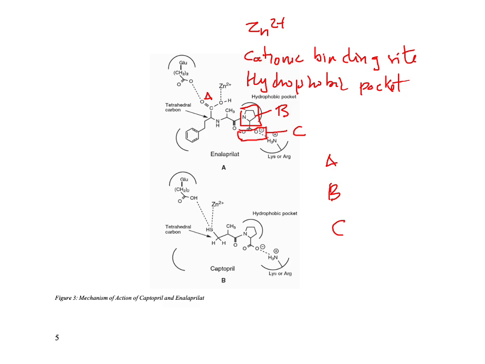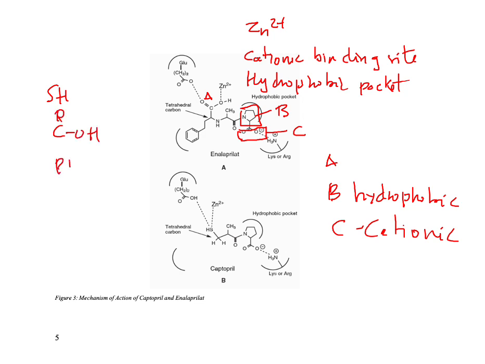So here, C will be the carboxylate. The carboxylate is going to be interacting with the cationic region. Okay. B will be the proline there. The proline will be interacting with the hydrophobic pocket. And A will either be sulfhydryl, carboxylate, or a phosphate derivative, and these interact with the zinc cation there. Okay, all right. And this slide is also a good slide that shows you a difference between one that's a sulfhydryl group here and another one that's a carboxylate derivative.